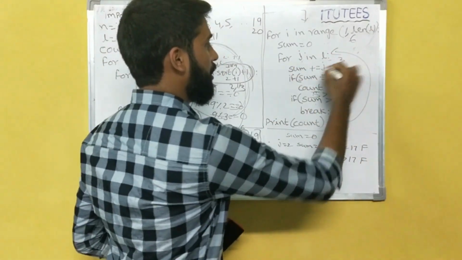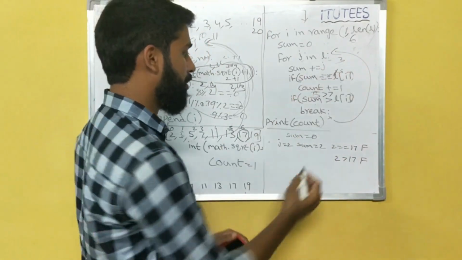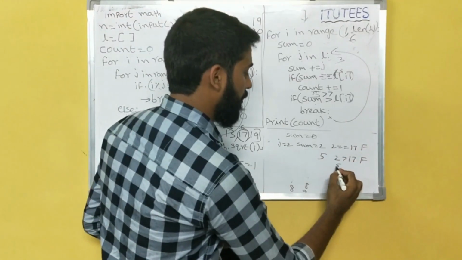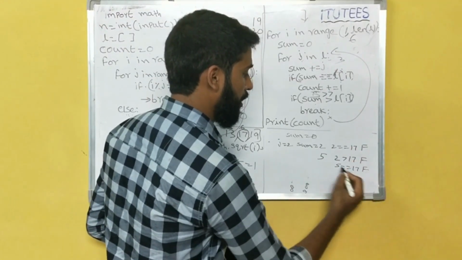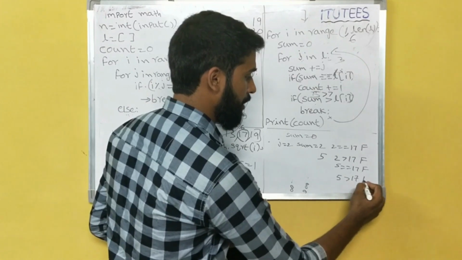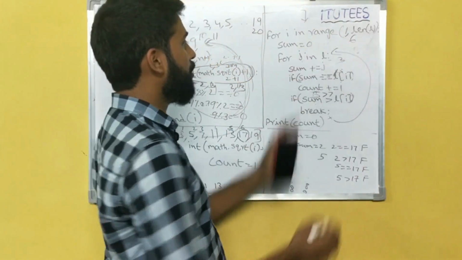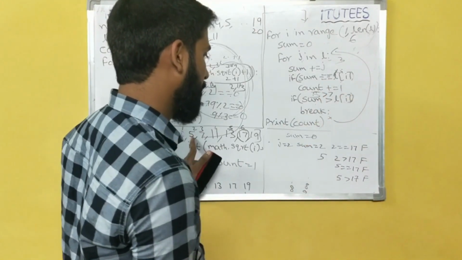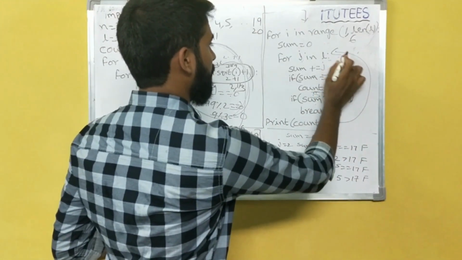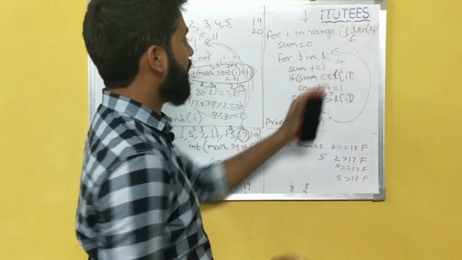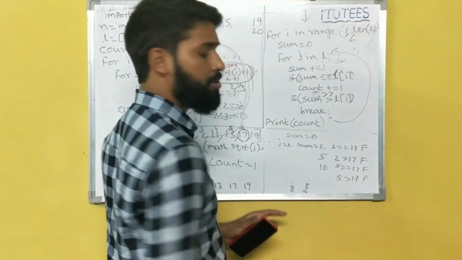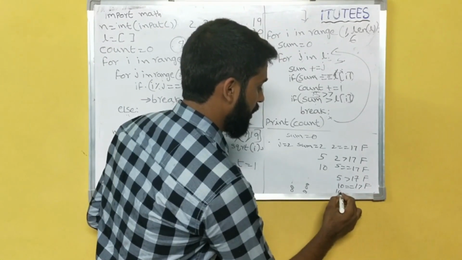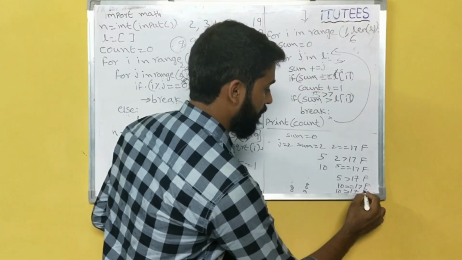Next j becomes 3. Sum equals sum plus j. What is the sum value? 2. 2 plus 3, 5. Again you can check. 5 equals 17, false. 5 greater than 17, false. Next again go to here. After 3, it is 5. So 5 plus 5, 10. Sum equals 10. 10 equals 17, false. 10 greater than 17, false.